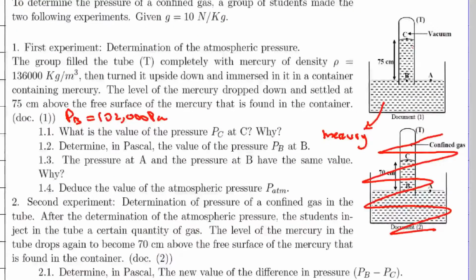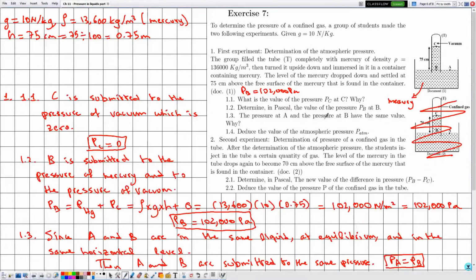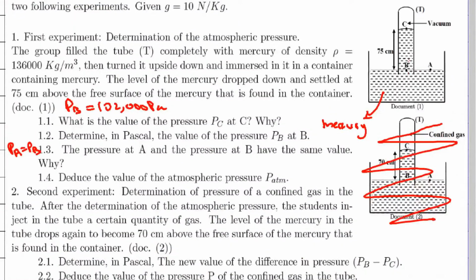Now 1.4, deduce the value of the atmospheric pressure, P atmosphere. Here let me write that the pressure at the point A is equal to the pressure at the point B. We need to use the previous part, where we determined an equality between the pressures at the points A and B. We already know the pressure at the point B, so we know the pressure at A, but what's the link between the pressure at A and the atmospheric pressure? We consider the point A and look upward. A is open to the atmosphere, so A is being submitted to the atmospheric pressure. So the relation is that they are equal.